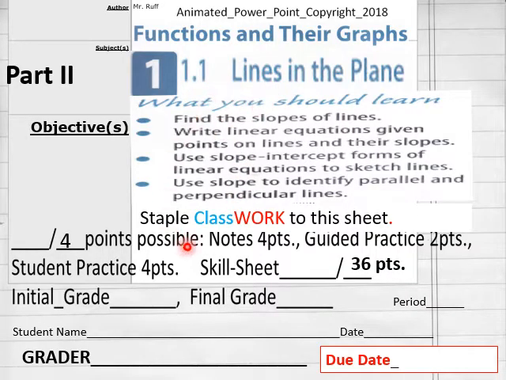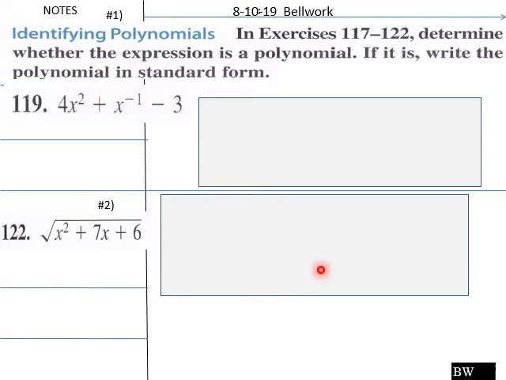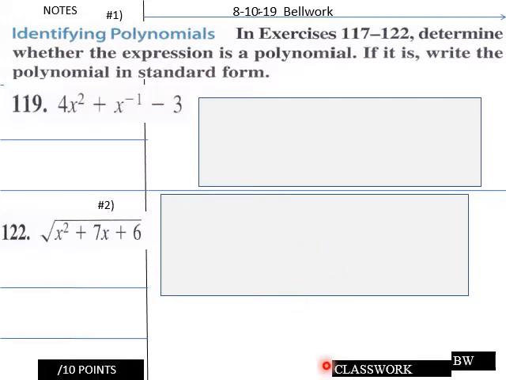1.1 lines in a plane part 2. Today you have 4 points in your notebook taking, and then you have 36 points here on your classwork sheet, students. So have your classwork sheets ready. First, we're going to go into our bell work today. Teachers, here's today's bell work.